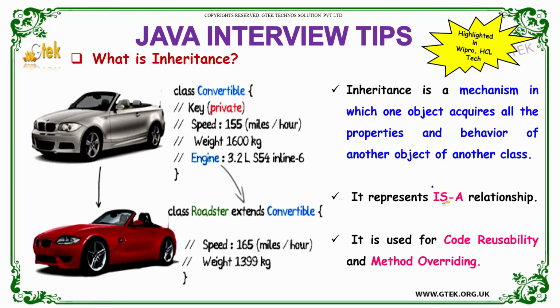It represents an is-a relationship, and it is mainly used for code reusability and method overriding. So these are the applications of inheritance. For these reasons we use inheritance.